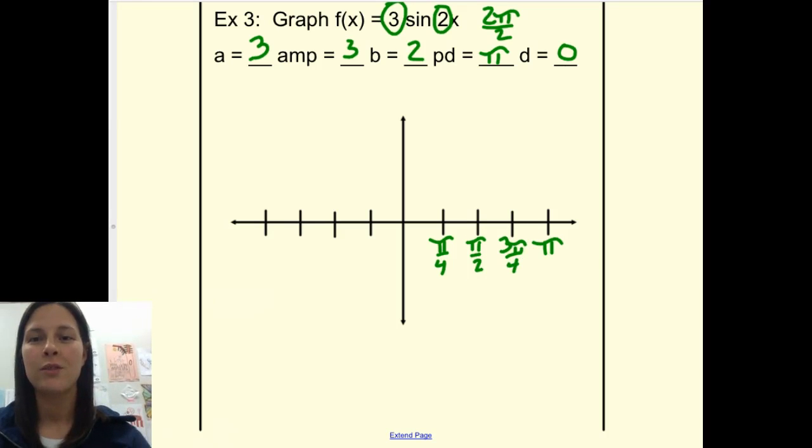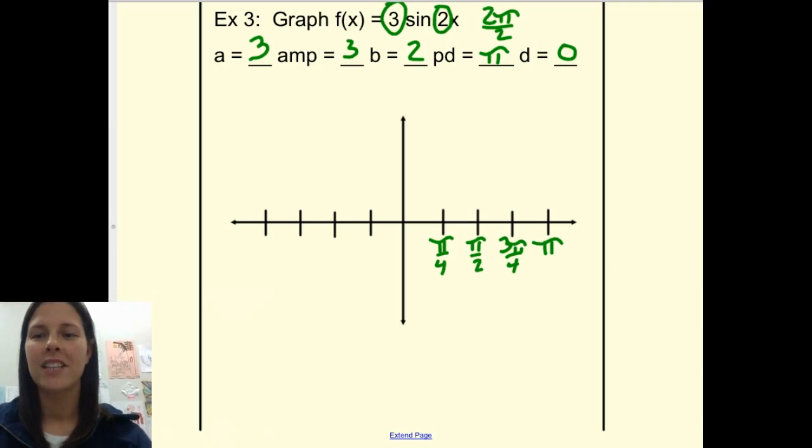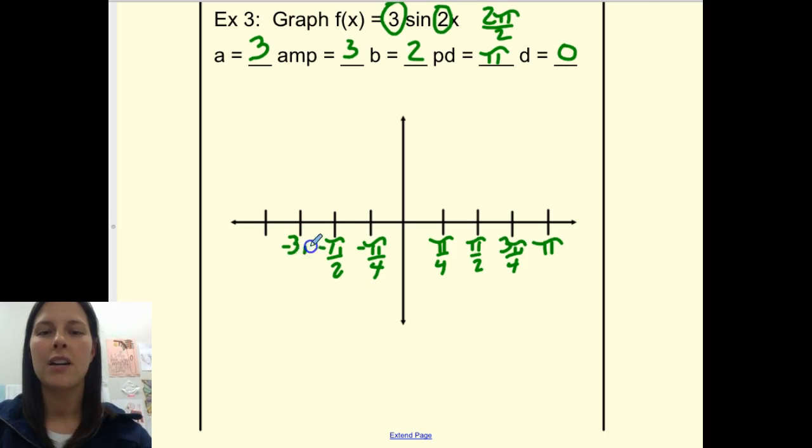We'll take those values and reflect them off to the left, giving us negative pi over 4, negative pi over 2, negative 3 pi over 4, and negative pi. Our amplitude is 3, which means our graph will go up to 3 on the y-axis and down to negative 3.